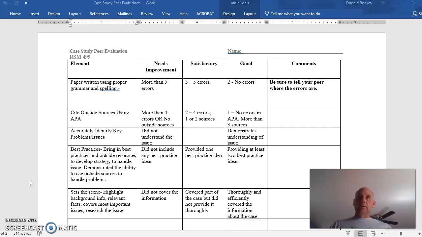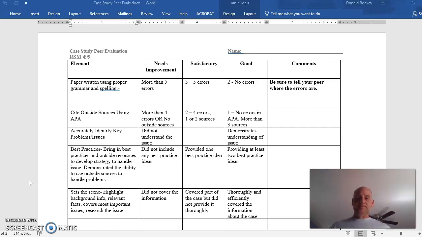They should have outside sources. The nice thing about these case studies is that they'll give you some outside sources to look at to help you gather the information that you need to make sound decisions. So take advantage of that. That's not something that happens in real life, where someone gives you a bunch of articles, readings, or resources to help. They're giving that to you. So take advantage of it, and make sure you cite it in APA, in the paper, as well as in the reference page.